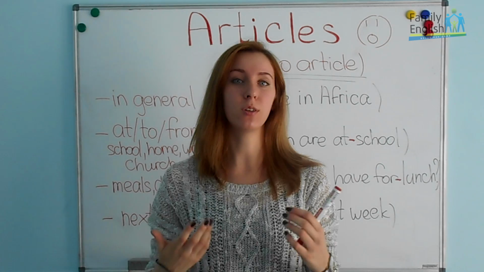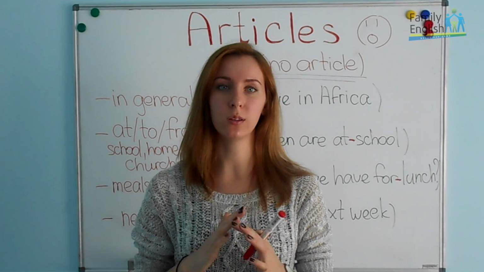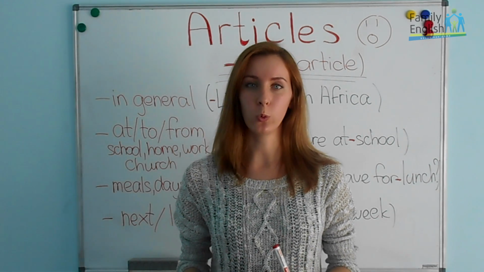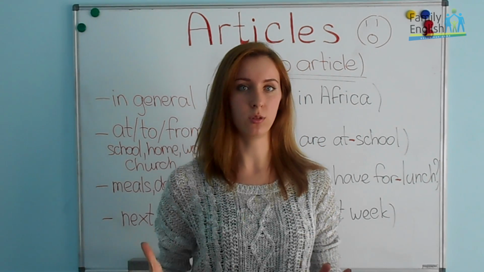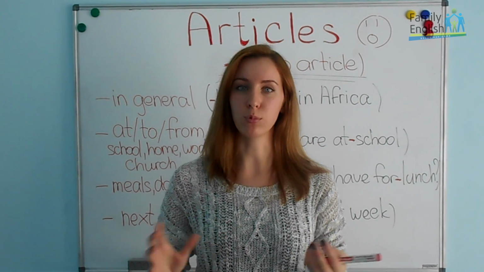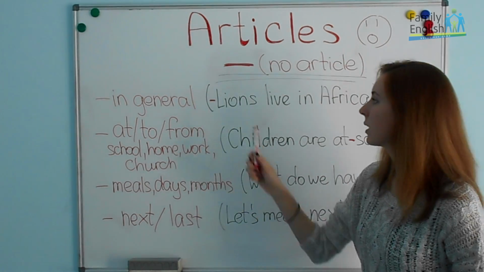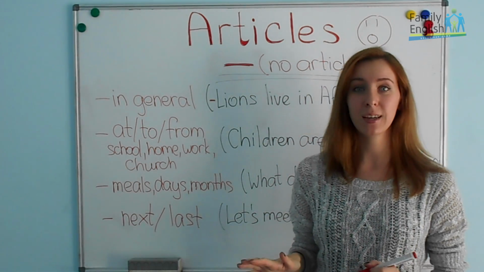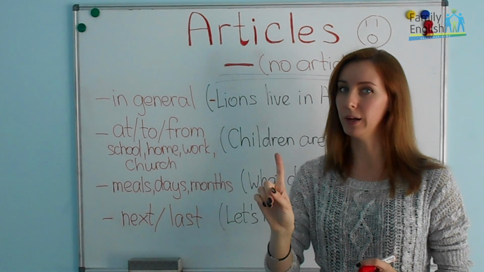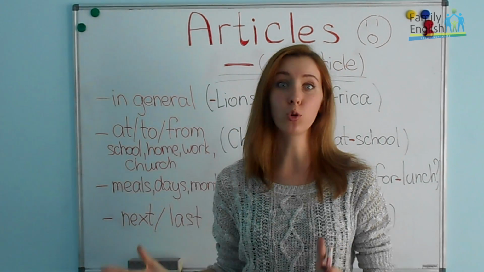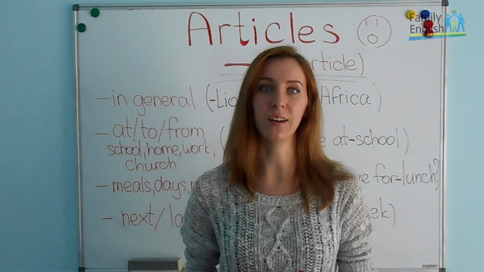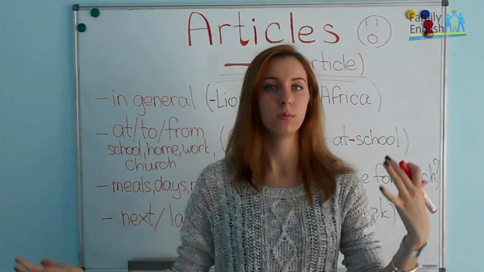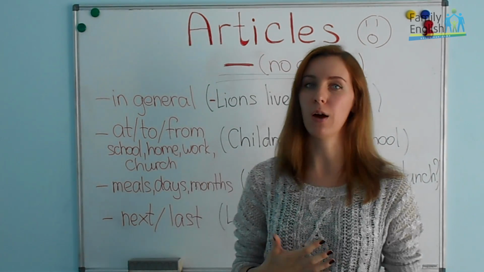And obviously there are some cases where we don't need any article at all. First of all, it's when we're talking about something in general or something abstract. For example, lions live in Africa. I'm not talking here about any specific lion or even a group of specific lions in particular. I'm talking about lions in general.